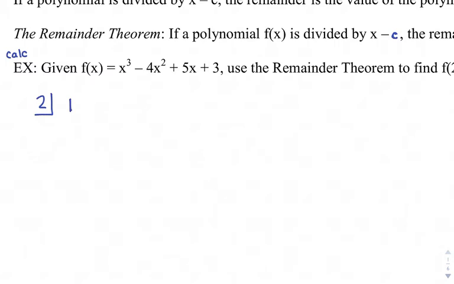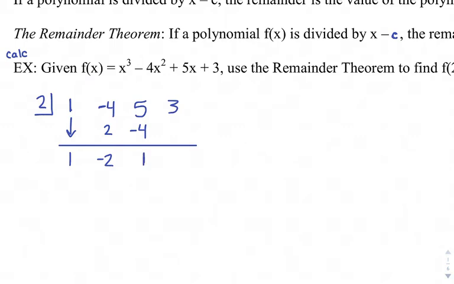So this would be 1, -4, 5, and 3. So we drop down this 1. 2 times 1 is 2. -4 plus 2 is -2. 2 times -2 would be -4. 5 minus 4 is just 1. And then 2 times 1 is 2. So 3 plus 2 is 5. So this 5 is your remainder. So f of 2 is just equal to 5.